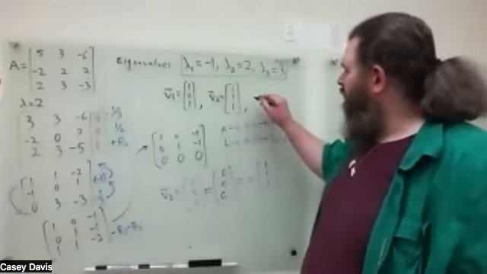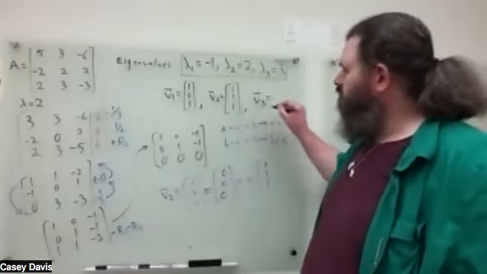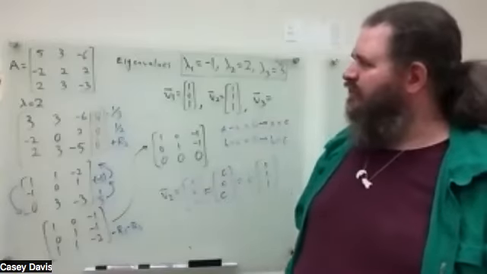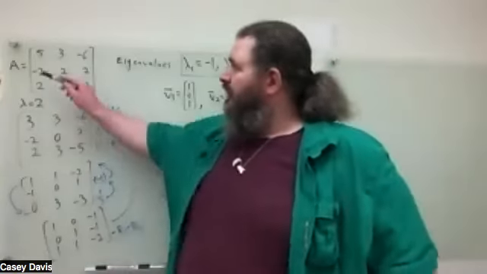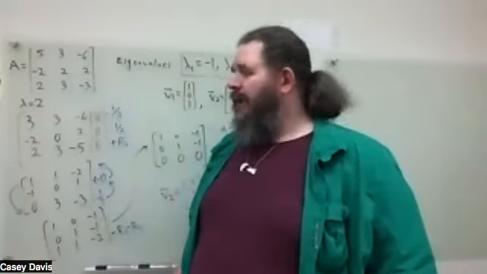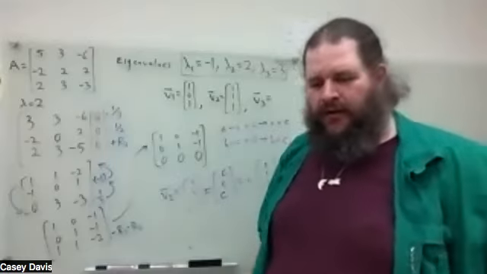And then V3, we go through the same procedure. We're running kind of short on time, so I'm going to skip this one, but you go through the same process. Subtract the eigenvalue 3 from everything on the main diagonal, and row reduce, and see what you get.